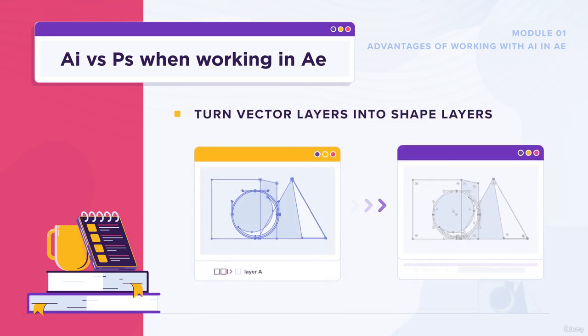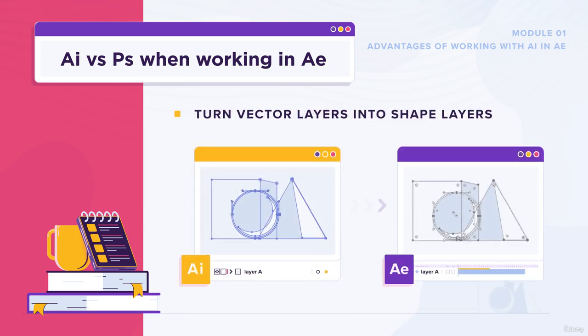Turn vector layers into shape layers. All imported vector layers made from vector shapes can be transformed into shape layers. This allows for node and handle transformations as well as animation in After Effects.